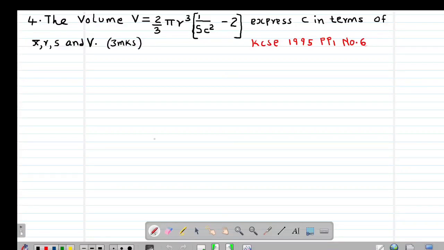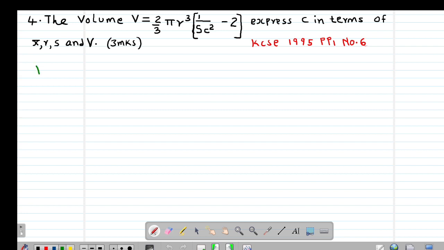It's our second lesson on a given Form 3 mathematics topic called formula and variation. So we are looking at our example number 4, which is a past KCSE question done in 1995, paper 1, question number 6. The question reads that the volume V is given by this equation.